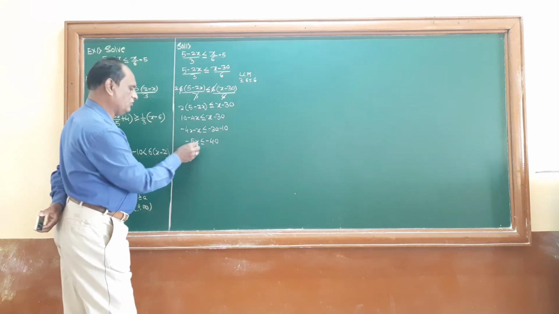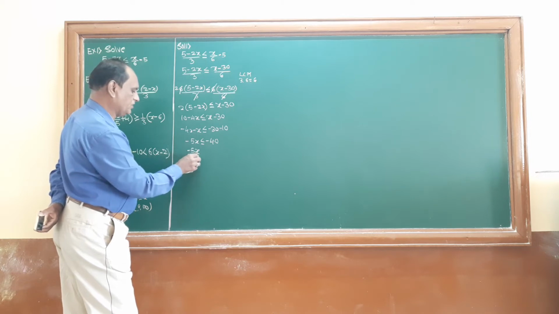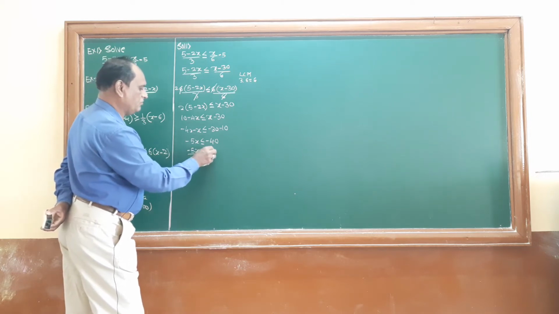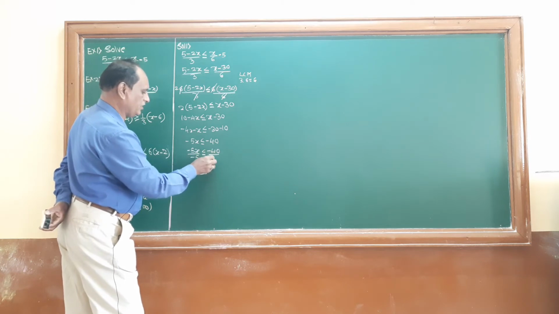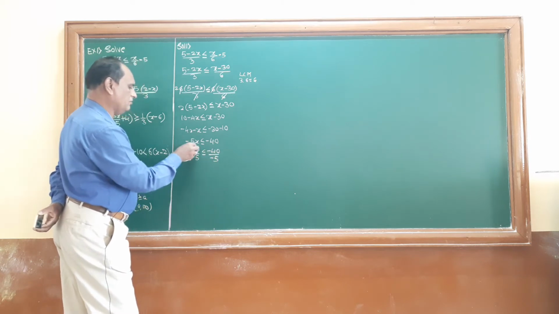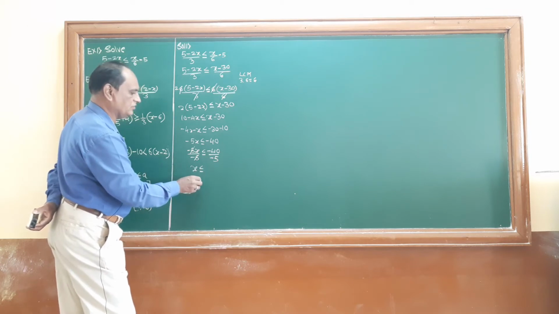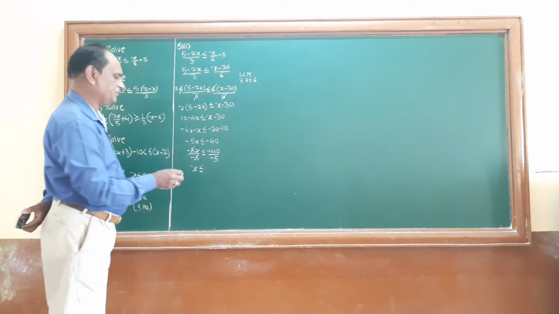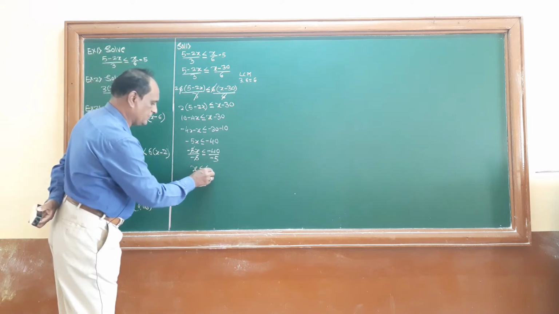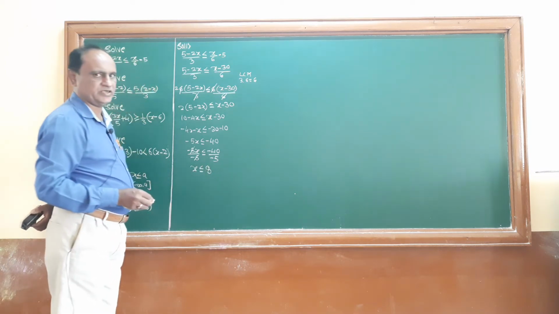We need the value of x. Minus 5x divided by minus 5 is, with the sign reversed, greater than or equal to minus 40 divided by minus 5. Minus 5 cancels. Therefore x is greater than or equal to 8.